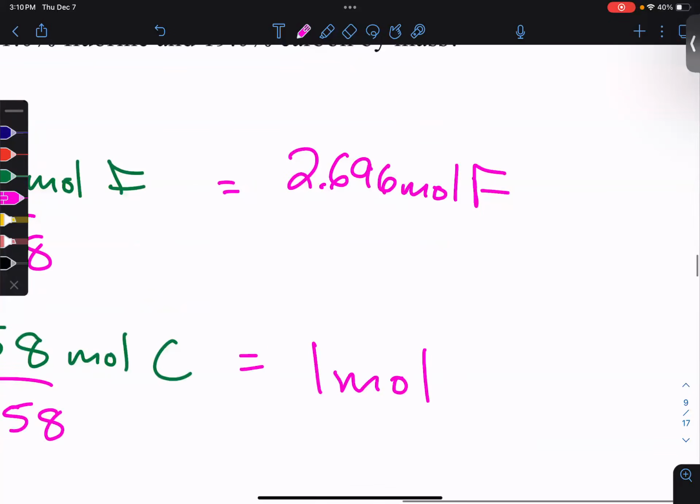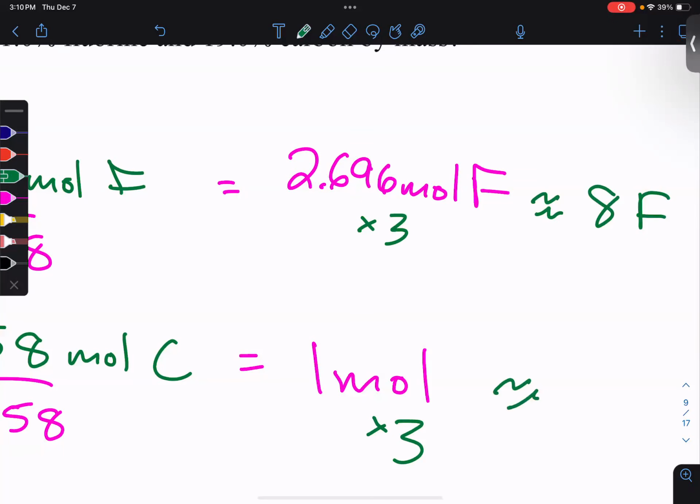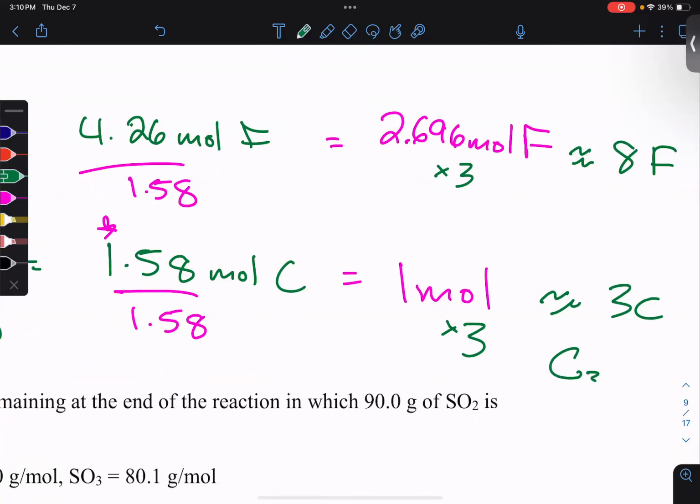I'm going to multiply by some factor to make this fraction a whole number. And sometimes it's just guess and check. Take this number, multiply by 2, by 3, by 4, by 5, until you get a whole number. For our case, if you multiply by 3, because this is really close to 0.66, exactly 2/3, you get a whole number. So for every 8 fluorines, there are 3 carbon atoms, and the empirical formula is C3F8.